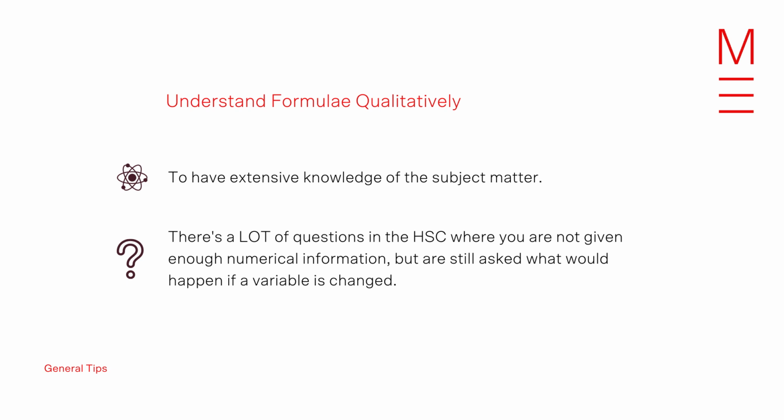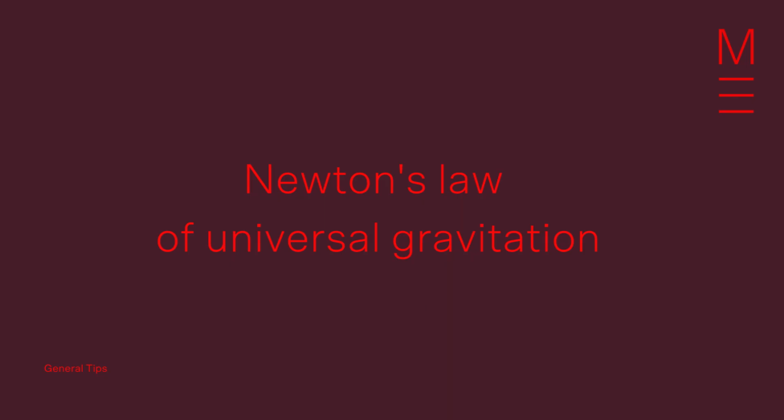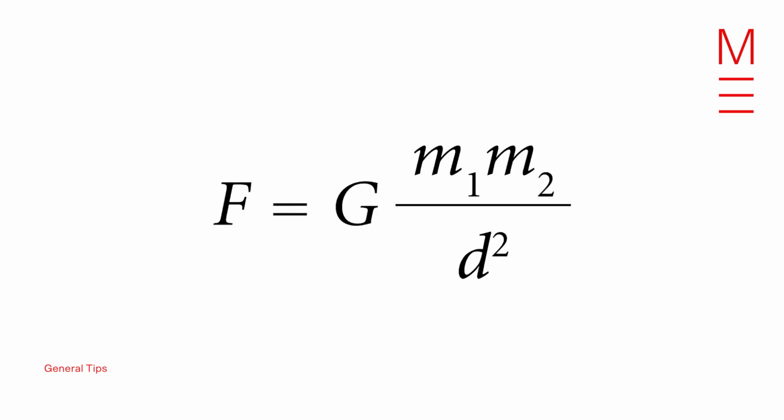As a quick example, let's look at Newton's law of universal gravitation. Even if you don't remember the formula explicitly, you can quickly reconstruct it if you remember it qualitatively. For example, I remember that the gravitational force between 2 objects is proportional to both their masses multiplied together and inversely proportional to the square of their separation. From here, if I forgot which exact formula to use, I could quickly check the formula sheet to see which one matches my description.